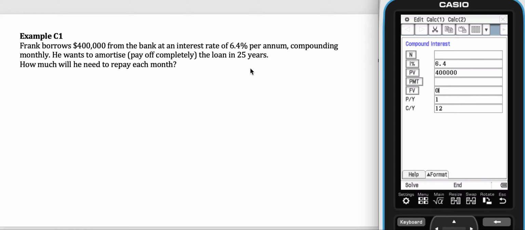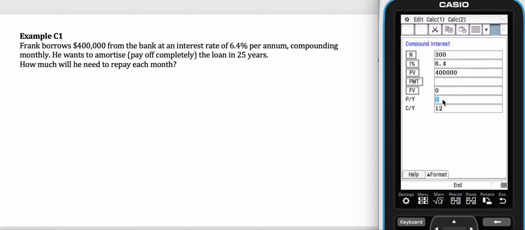Now be careful with this one. For the number of time periods, we're tempted to say that would be 25, but remember that he's making monthly payments here. So it's actually 25 lots of 12 payments. So 25 times 12 is the total number of time periods. If you can't work that out in your head, not a big deal, because you can just type 25 times 12 into Finance Solver and it'll calculate that for you. So it's 300 payments in total.